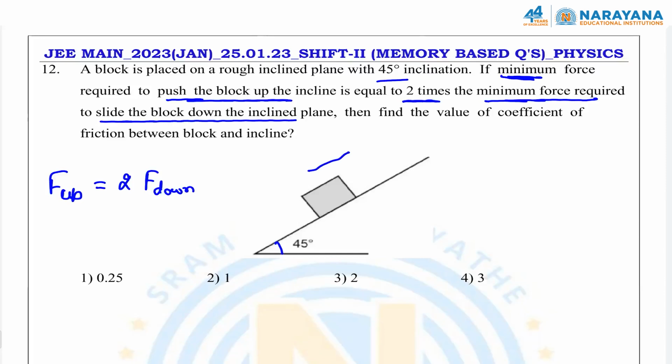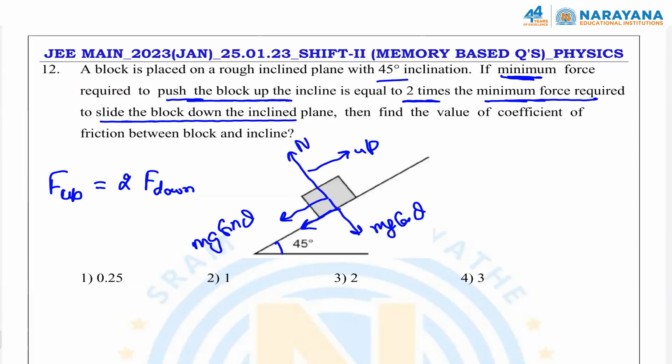When it is trying to move up, the force of friction will act downward. So we know that mg sine theta will act in this direction, mg cos theta will act in this direction, normal will be here, and force of friction will be mu N. So the force required to move it up will be mg sine theta plus friction, and friction will be mu mg cos theta. So this is the force required to move it up.